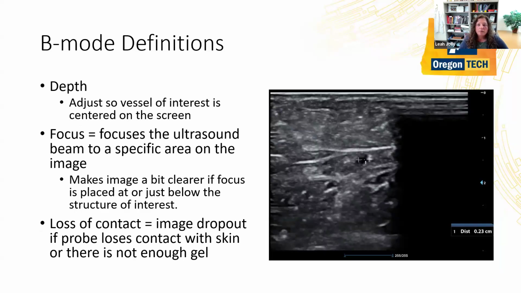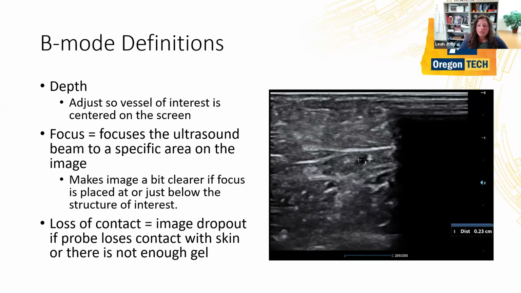Other B mode adjustments we'll make. Depth is a big one that we adjust quite a bit with vascular. So we want to adjust it so that the vessel of interest is centered on the screen. And we can see in this image here, here's the vessel. This is a really tiny vessel, but we want it centered as much as possible right there.